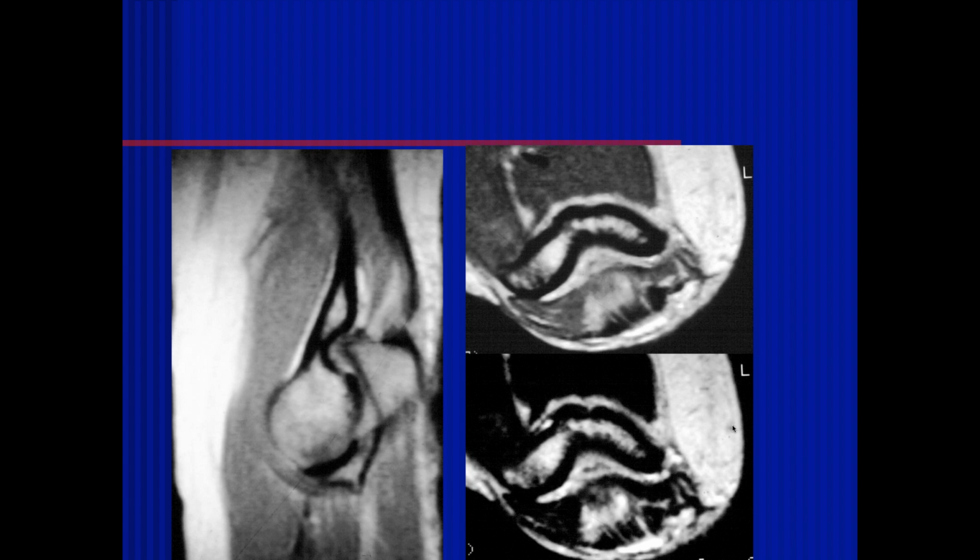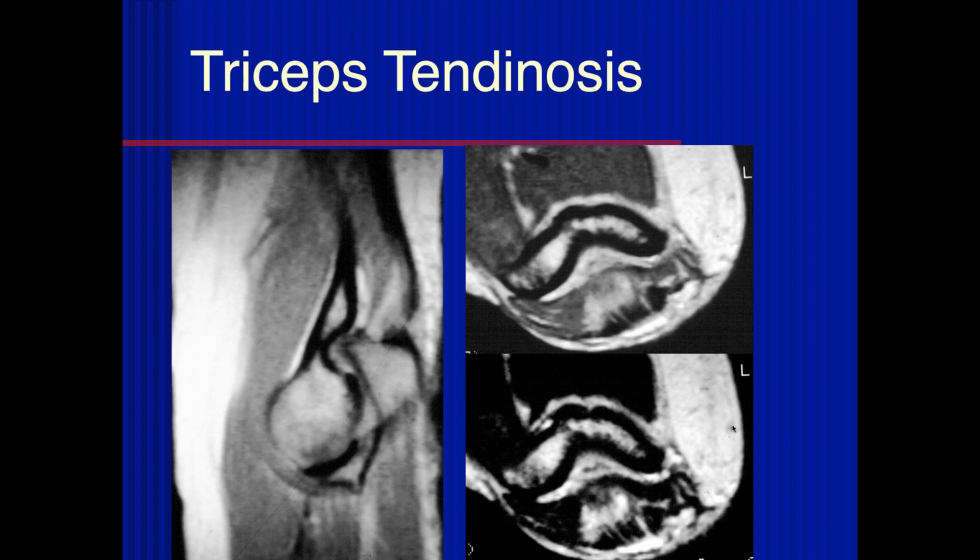Okay, Michael, what do you think of this case? The patient has chronic posterior elbow pain. Yeah, so there's abnormal increased signal involving the triceps at its olecranon attachment. It looks like triceps tendinosis, kind of deep fibers.